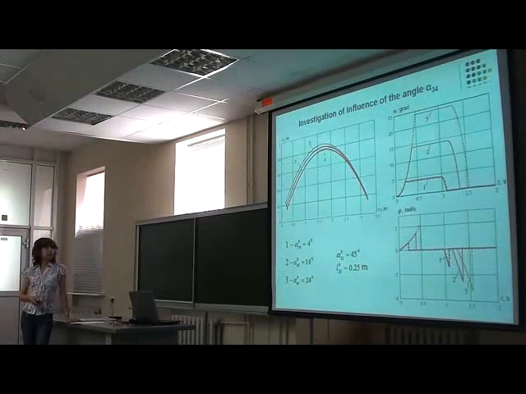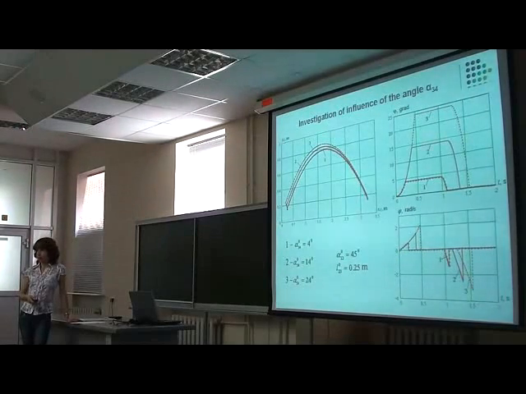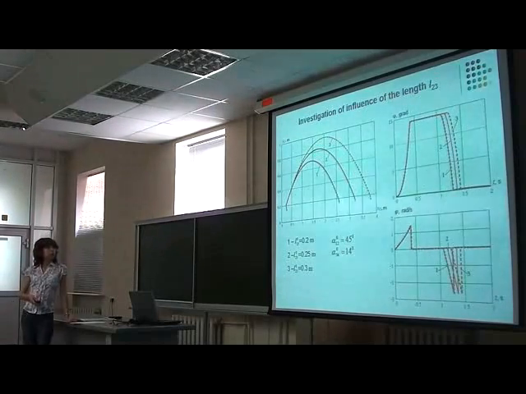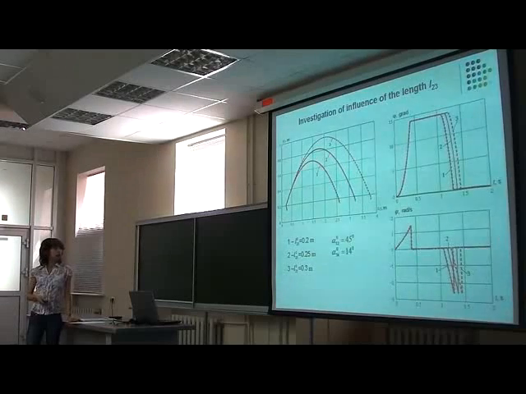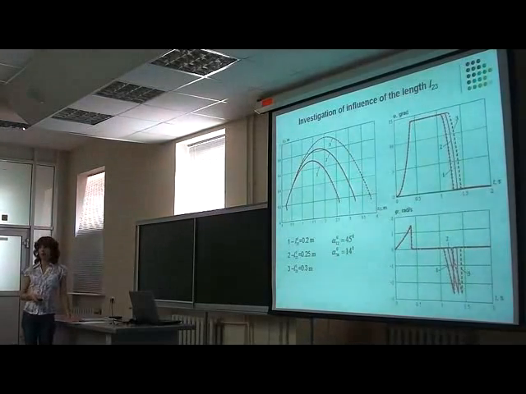On this slide, we can see an investigation of the influence of the angle alpha 34. We can see that the length of the jump is constant with the increase of the angle, but the height of the jump and the angle phi in the flight phase increase with the increase of the angle. On these diagrams, we can see that the length and the height of the jump increase with the increase of the distance a23, but the angle phi in the flight phase is constant.